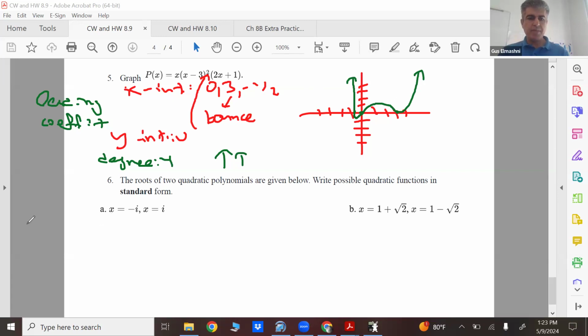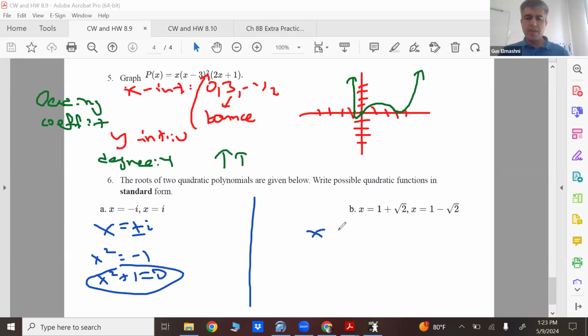Here, for number 6, that'll be x equals plus or minus i, we'll say. Square both sides, it'll become that. So you have x squared plus 1 equals 0. Boom, done. That's all you got to do.